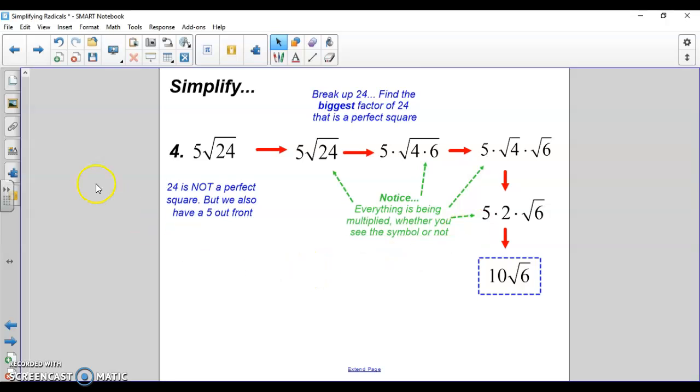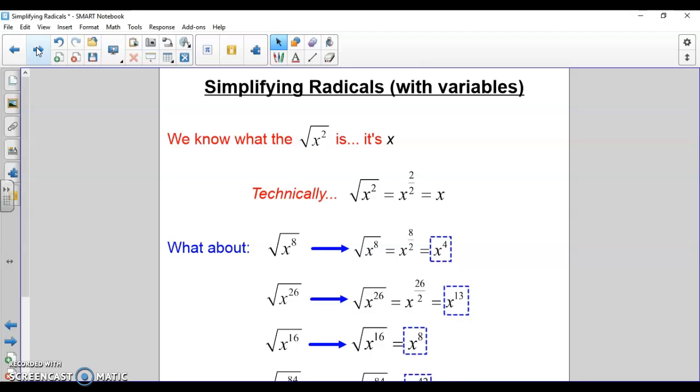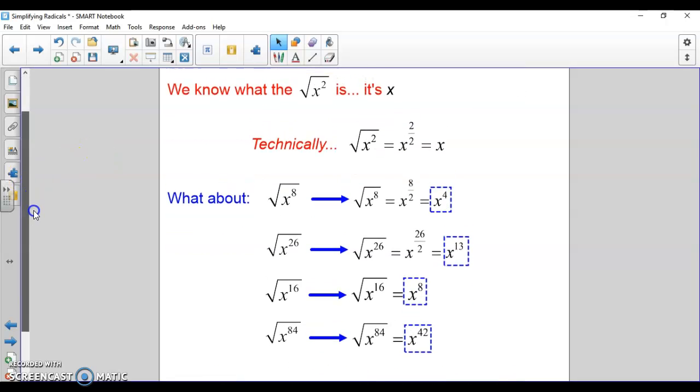All right. That was review, hopefully. New stuff, potentially. Variables. We know the square root of x squared is x. At least I hope we do. Technically, I don't have time to go over all the properties for exponents. But technically what this is, square root of x squared is the same thing as saying square root of x to the 2 over 2 power. And 2 divided by 2 is just 1. So all of these, it's the same thing.